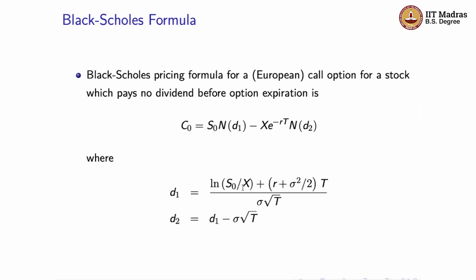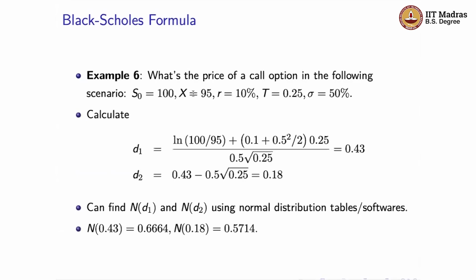We know what S0 is, we know what X is, we know what R is, we know what sigma is, we know what capital T is. So all this information is given to us. So we are just directly plugging in these things. So we end up getting that D1 is log of 100 by 95. So this is S0 by X plus R was 10% or 0.1. So you have to plug this in decimal form.